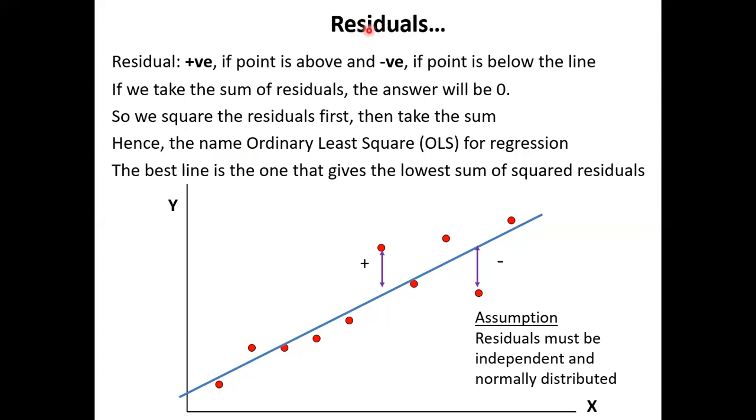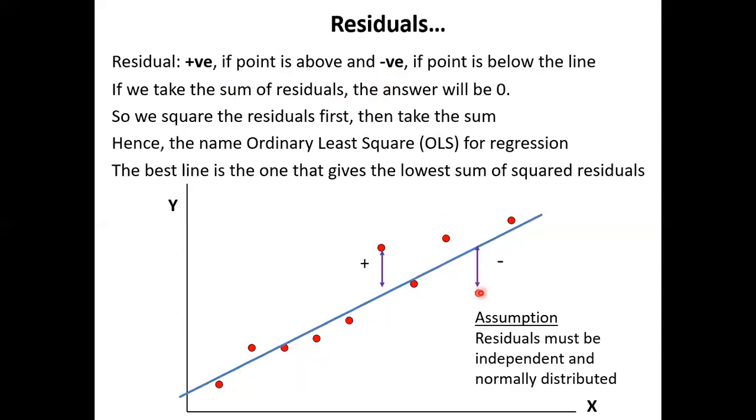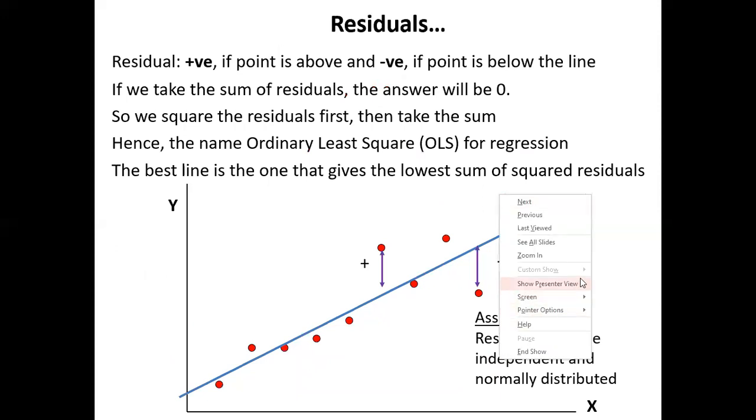Okay, this is a very important term in regression, and must be tested. The assumption is that these residuals must be independent, right? They're not connected to each other, independent, and must be normally distributed. That's the assumption on the residuals. Regarding the independence assumption, what do we do? We do the residual plot, residual versus predicted, to check for this assumption. Later we'll see how to do this in SPSS.